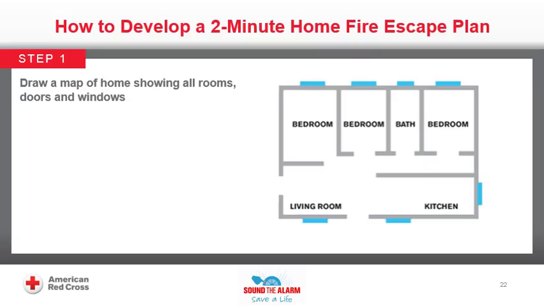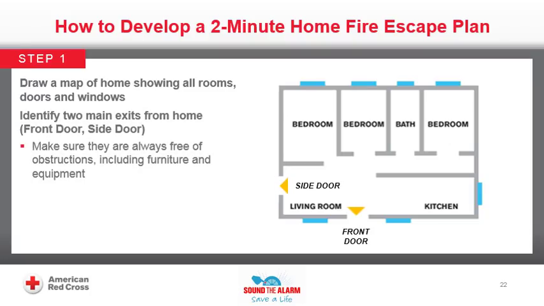Step 1. Draw a map of your home. Show all rooms, doors, and windows. Identify 2 main exits from your home, front door, side door. Make sure that the 2 main exits are always free of obstructions, including furniture and equipment. Make sure the doors open easily, allowing for a quick escape.